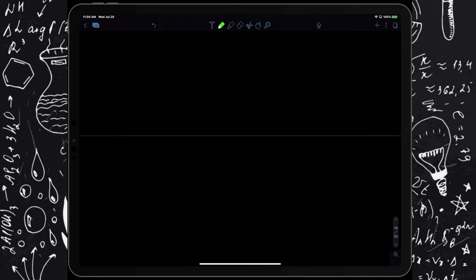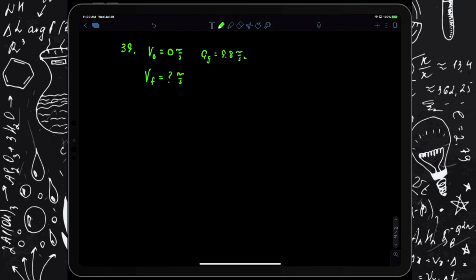Number 39. Number 39, we have what is the final speed? So I'll just put that down right now. Final speed. What's the final speed of an object that starts from rest? So V0 is 0. And falls freely. Well, that's gravity. For a distance of 64 meters.